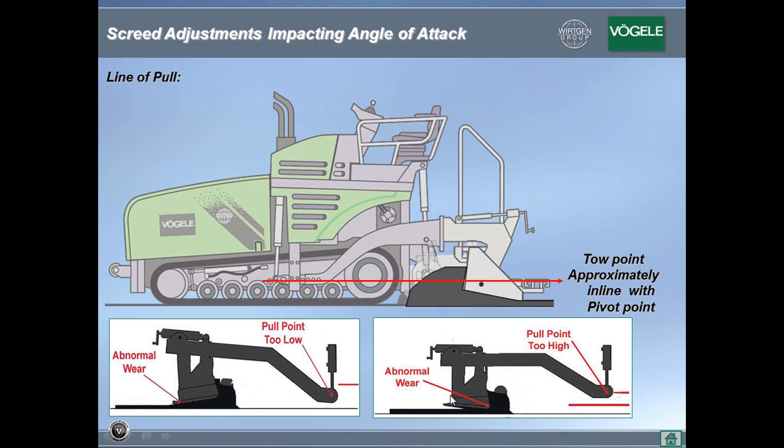Likewise, if your toe point is too high, the screed will end up on its nose because when you take off, the screed will climb, and then the operator will be forced to turn his screw to bring the mat depth back down, forcing the screed to run on its nose and give you again the same impact as if the strike off is too high.